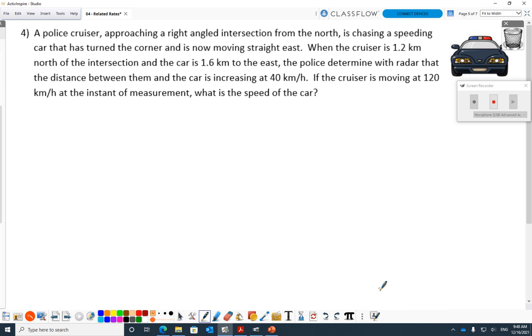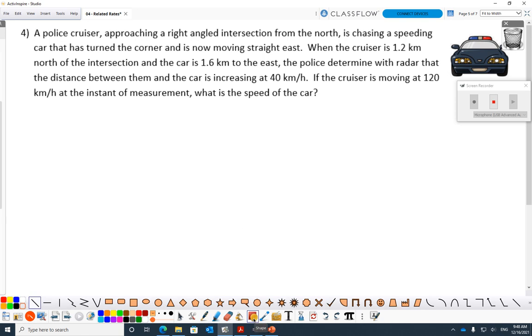The distance between the cars is increasing at 40 kilometers an hour. If the cruiser is moving at 100, whatever. I don't really read word problems like that. I don't get hung up in the details. I need a picture of what's going on here. I've got a police cruiser to the north, and the car is to the east. Here comes my diagram of this situation.